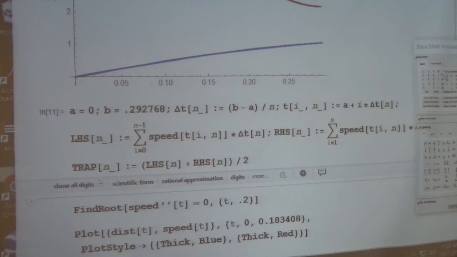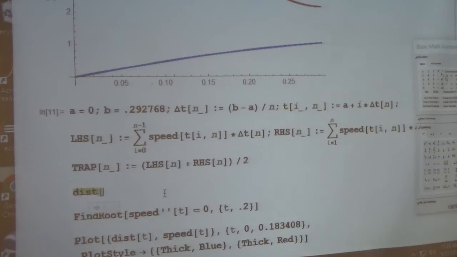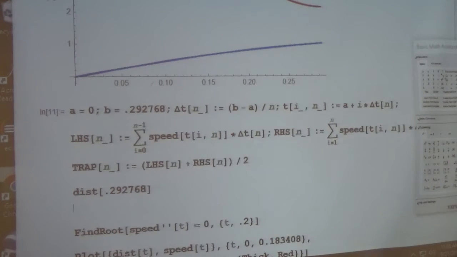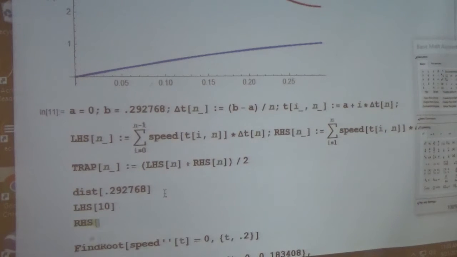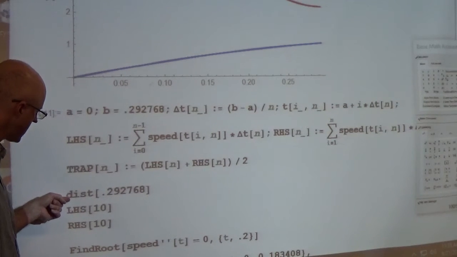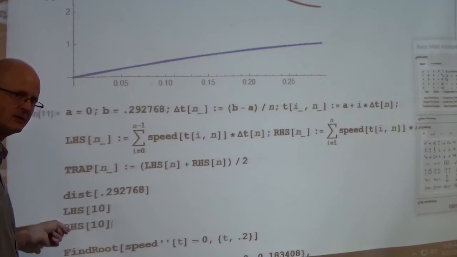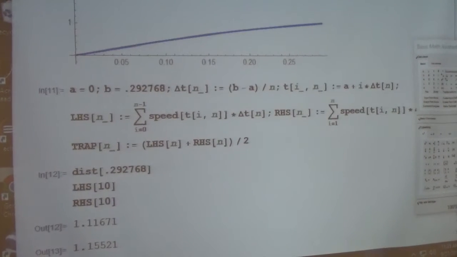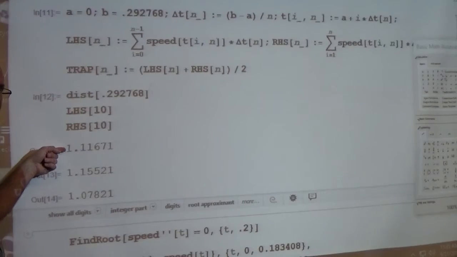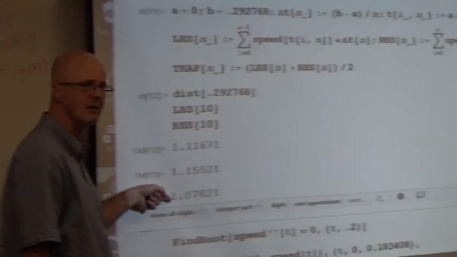And so now we can approximate it, and because the function is decreasing over this interval, remember the left-hand sum is going to be too big, the right-hand sum is going to be too small. What is a more precise answer? That would be dist of 0.292768. What does the left-hand sum give us when, say, n is 10? And what does the right-hand sum give us when n is 10? This is going to be the most precise answer, the first output. This is going to be too big, this is going to be too small. There's the most precise answer. That's too big, that's too small.